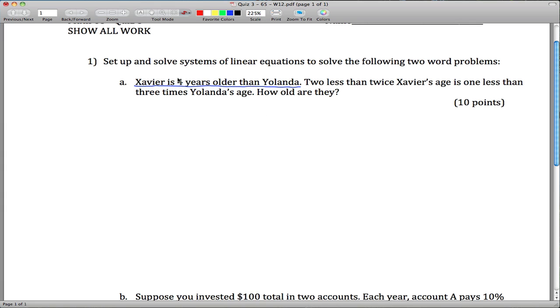We'll take it one sentence at a time. Xavier, we'll call him X, is, there's your equal sign, 4 years older than Yolanda. Yolanda plus 4. The next sentence, a little bit trickier, but kind of the same idea. Two less than twice Xavier's age. So let's see, twice Xavier's age, but two less than that, is, there's your equal sign, one less than 3 times Yolanda's age. So 1 less than 3 times Yolanda's age.